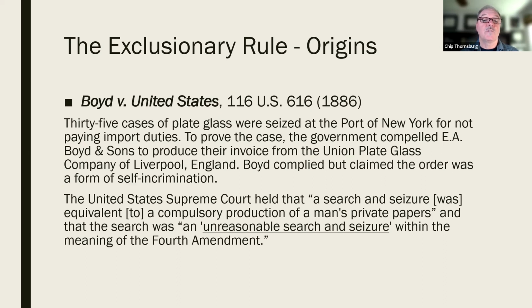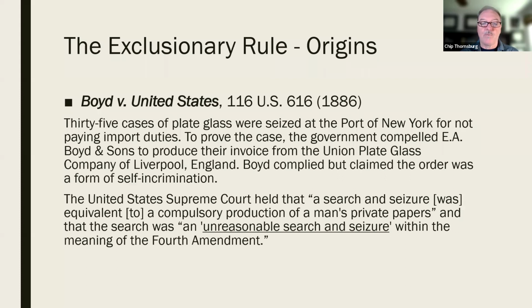And so the exclusionary rule was kind of developed back in 1886, so a long time ago, in Boyd versus the United States. And so the federal officials seized 35 cases of plate glass that were being brought in through the Port of New York. And so the reason they seized them is they said this individual, Boyd, was trying to bring trade goods in without paying import fees, without paying taxes on them, basically. So this is kind of where it came from.